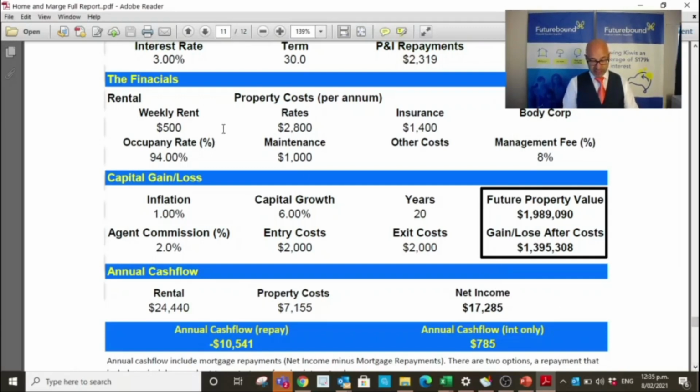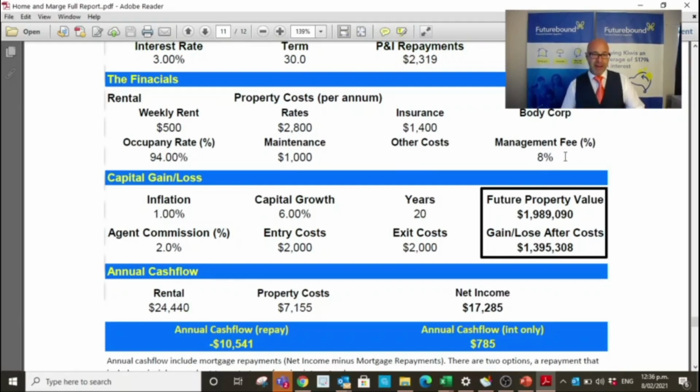Here in the financials, we've got $500 a week in rent, we've got rates, we've got insurance, we've got a 94% occupancy rate, we've got $1,000 a year for maintenance, which I've purposely kept reasonably low because I encourage people to buy new builds, and new builds should have no maintenance costs for quite a while, but maybe after a certain age there will be some maintenance costs. And then we've got an 8% property management fee.